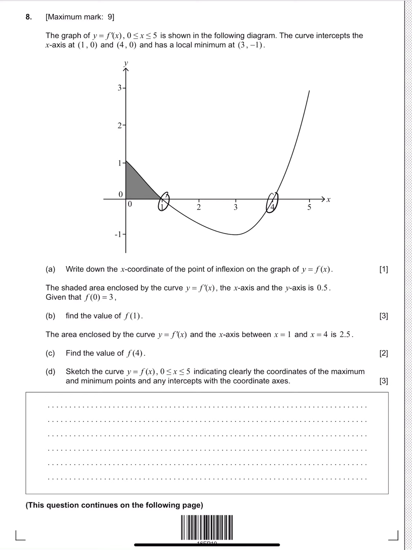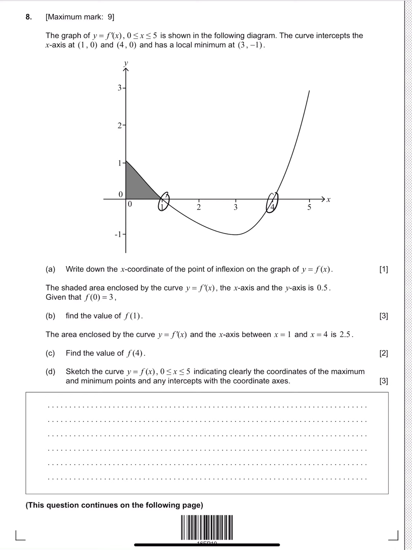f prime of x changes signs, which means your original graph is increasing from here to here, then is decreasing from here to here, and then is increasing from here to here. Because the derivative is positive, then negative, then positive. The derivative has a local min at (3, -1). So the local min means that the slope of the derivative at 3 is equal to 0. That will be a point of inflection for our original graph.